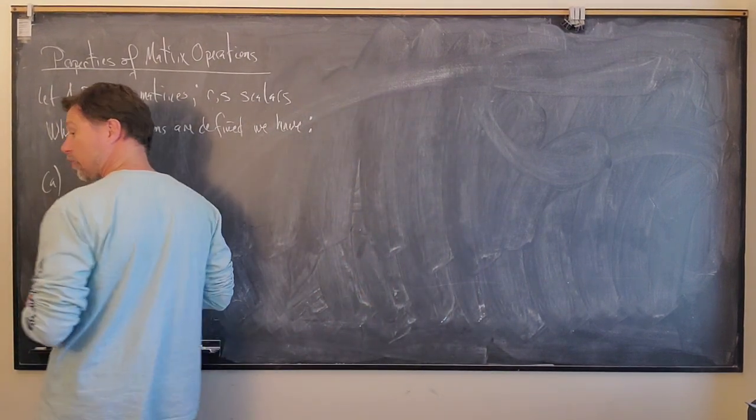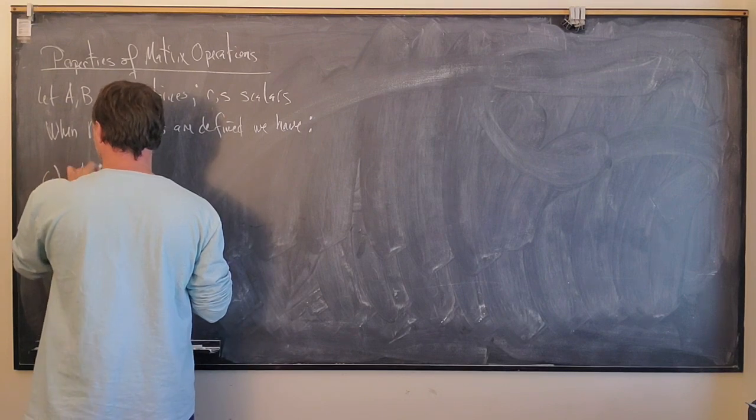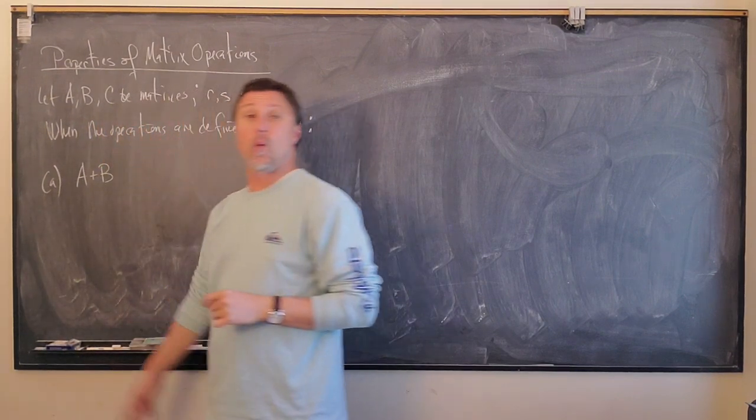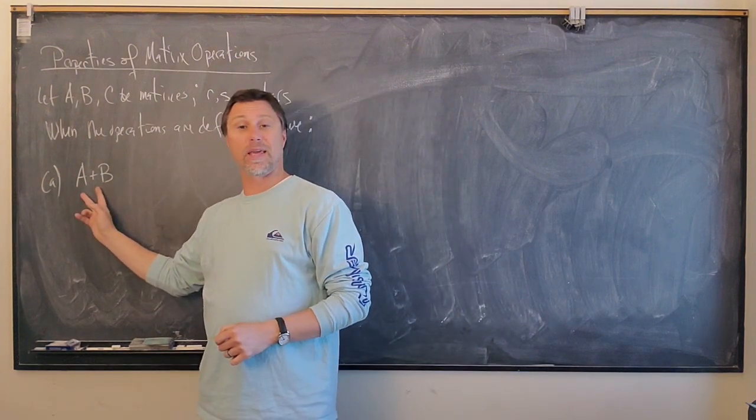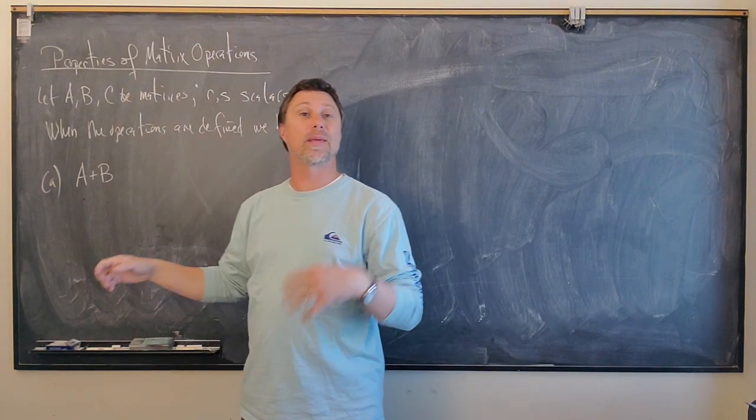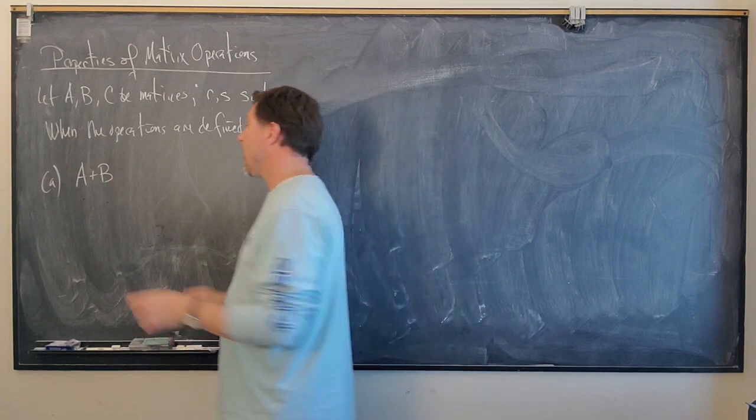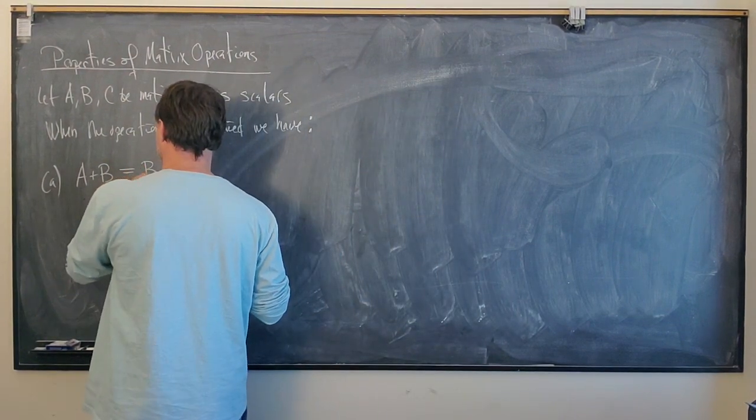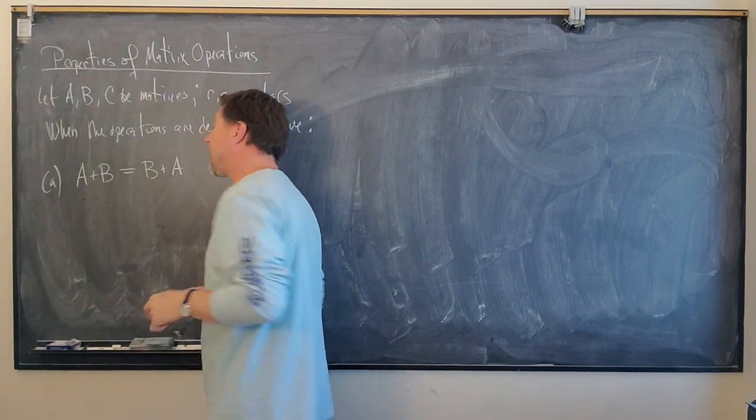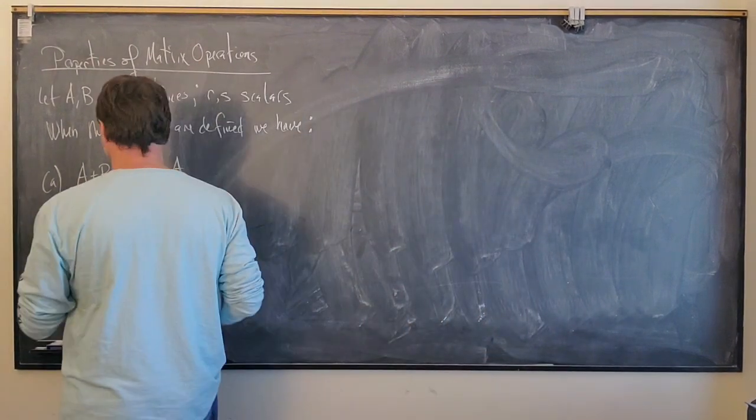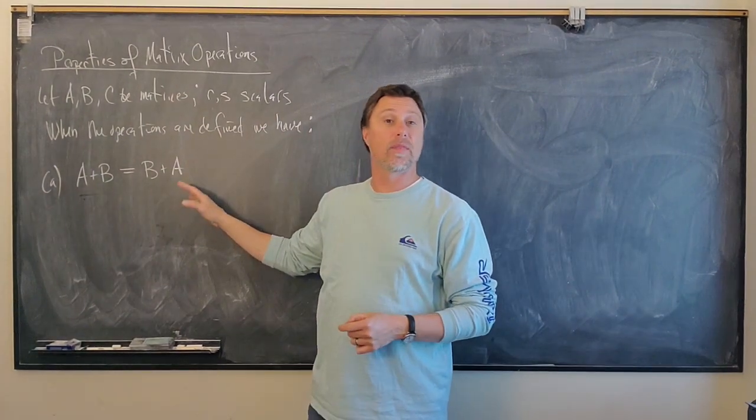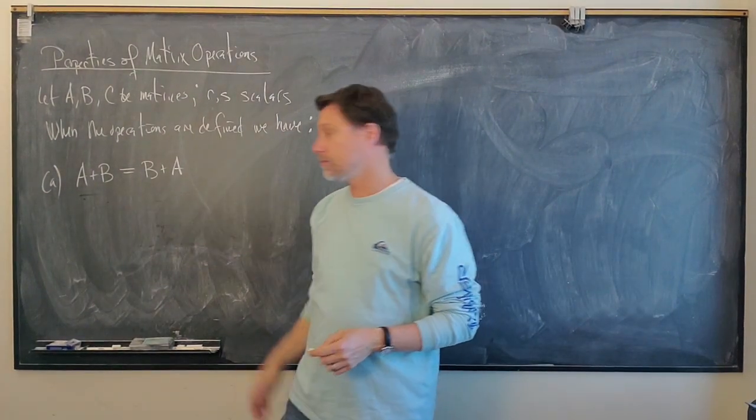So this first property right here, A plus B. Well, A plus B is defined as long as both matrices are the same size, which means both A and B have to be M by N matrices. And it turns out, this is very easy to check, that A plus B is equal to B plus A. If you want to give this a name, this is the commutative property for addition.